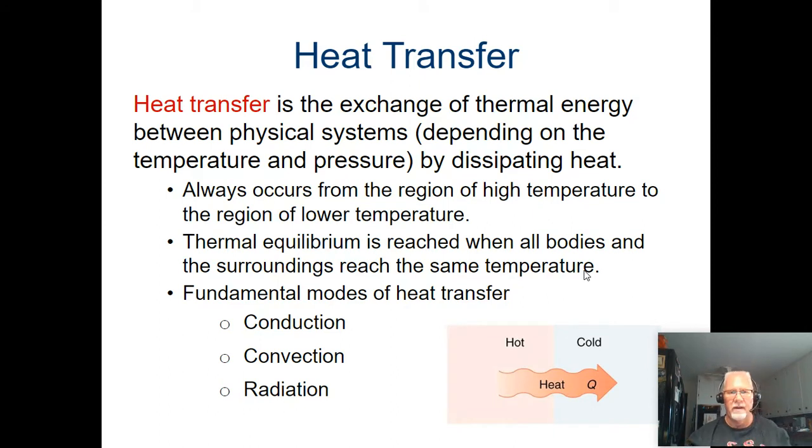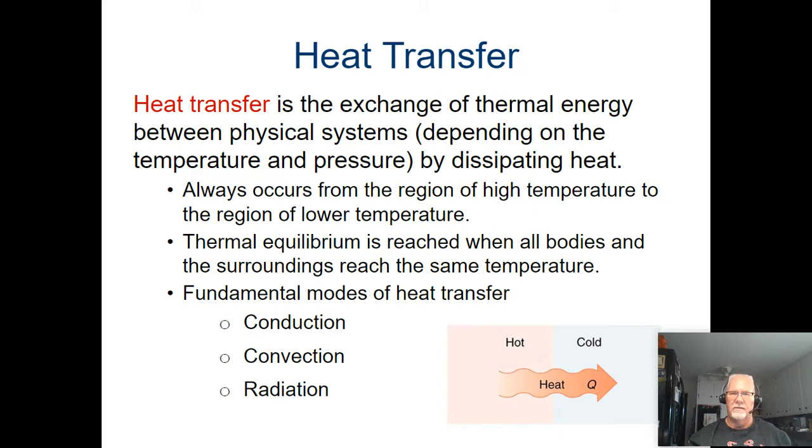Heat transfer, what is it? It's the exchange of thermal energy between physical systems depending on the temperature and the pressure. What that does is it dissipates heat. So it always occurs from the region of high temperature to low temperature. I think we know that, okay? High to low, all right? We're trying to obtain thermal equilibrium so it equals out, so the temperature is the same everywhere, all right?